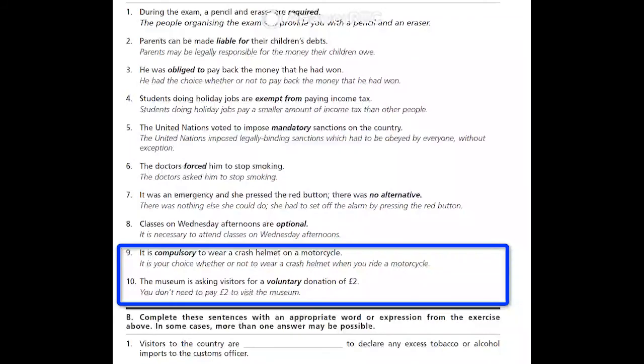It is compulsory to wear a crash helmet on a motorcycle. Does that mean it is your choice whether or not to wear a crash helmet when you ride a motorcycle? And number 10, the museum is asking visitors for a voluntary donation of £2 or $2. You don't need to pay $2 or £2 to visit the museum. All right, I'm going to give you a moment there to think about it.